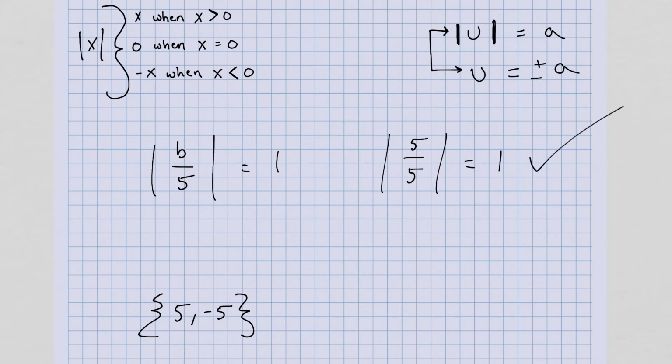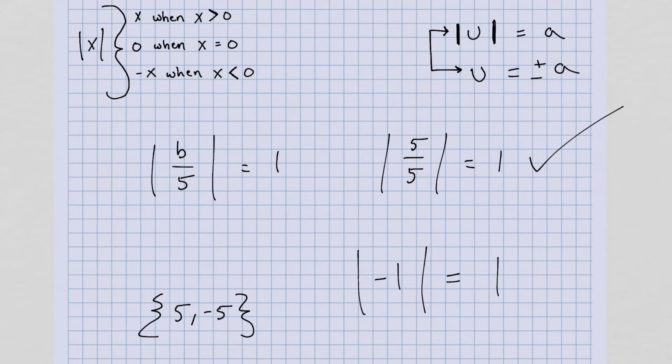Now here we have negative 5. Let's do negative 5 over 5, the absolute value, and we're saying that equals 1. We're simply plugging in this negative 5 here for b. So what we get when we do this is negative 5 over 5. Let's rewrite that as negative 1. Negative 5 over 5 equals negative 1.